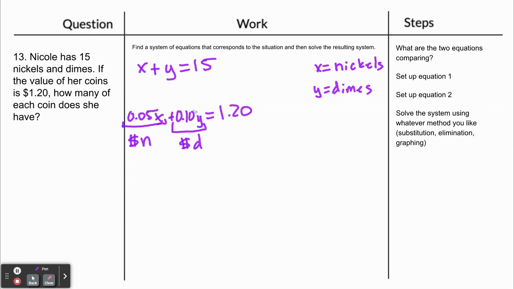And I know that if I add the amount of money I have in nickels to the amount of money in dimes, it'll give me $1.20. Now I have my system of equations, so I'm going to go ahead and solve this for X and Y.